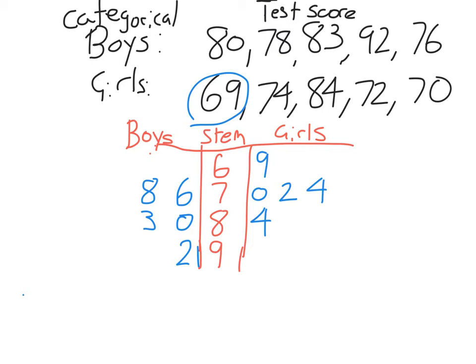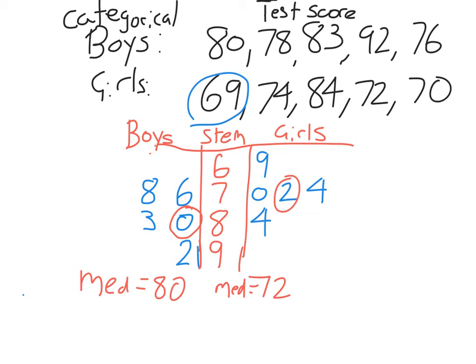So, if we were to look at, say, the median of this, the median for boys is this score here. The median equals 80, okay? And for girls, again, there's 5 scores, so the median will be the third score. 5 plus 1 on 2 gives you 3, so it'll be the third score, which is 72, okay? So the boys have a much higher median, okay?